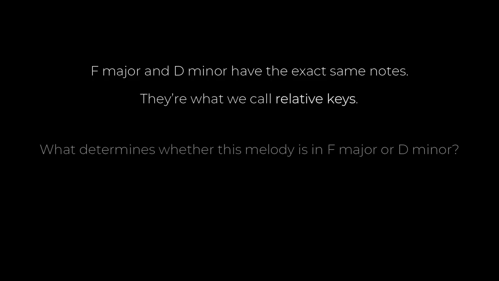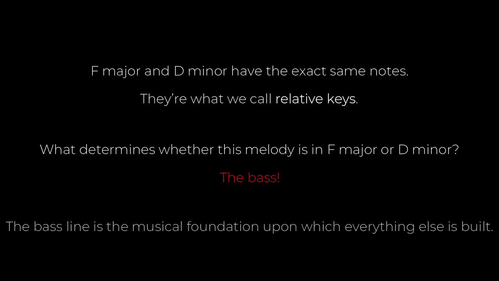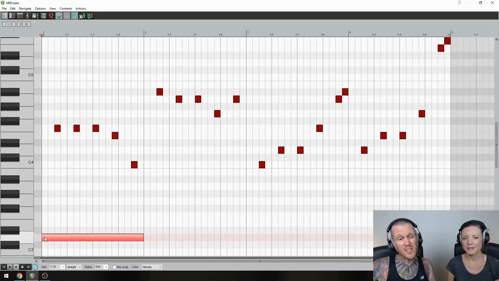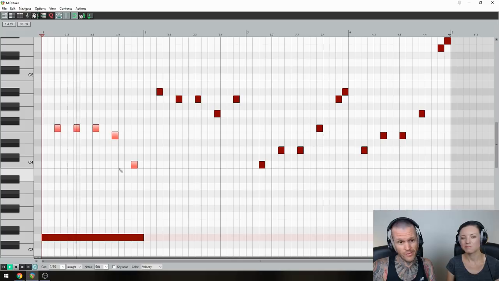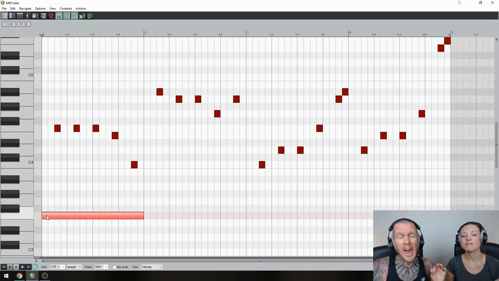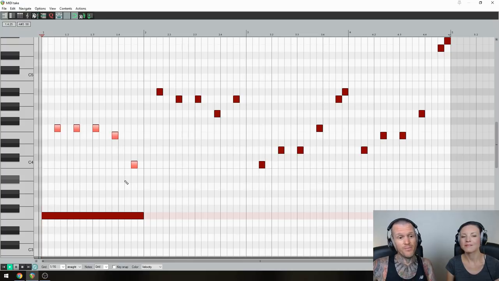So, what determines whether this melody is in F major or D minor? The bass. Yep, the bass line is the musical foundation upon which everything else is built. So if the bass emphasizes D, like Marshmello does in the first bar of the drop, then the lead melody above that is going to sound like it's in D minor. On the other hand, if the bass emphasizes F, like Marshmello does in the second bar of the drop, then the lead melody above that is going to sound like it's in F major.